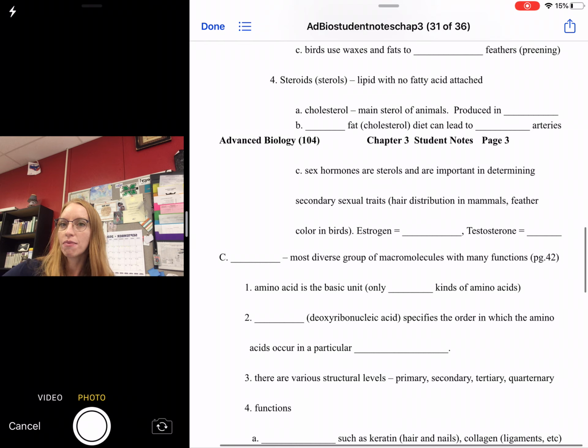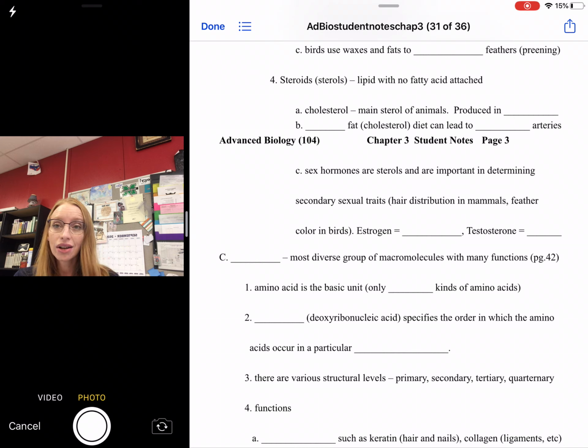Steroids are another type of lipid. They do not have a fatty acid attached to them. One of the types of steroids that you have in your body is cholesterol. It is produced in the liver, and a high-fat cholesterol diet can lead to clogged arteries. But there's LDLs and HDLs. LDLs are healthy. They actually remove your HDLs, low-density cholesterol versus high-density cholesterol.